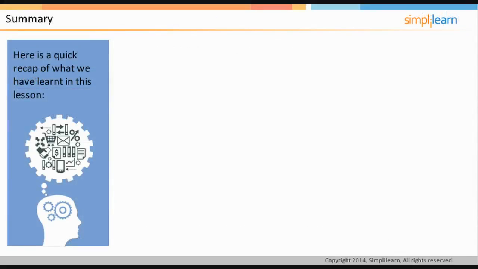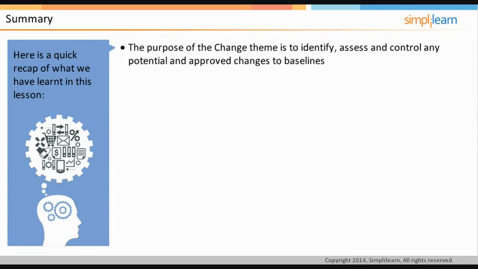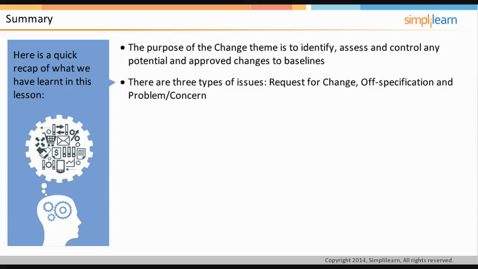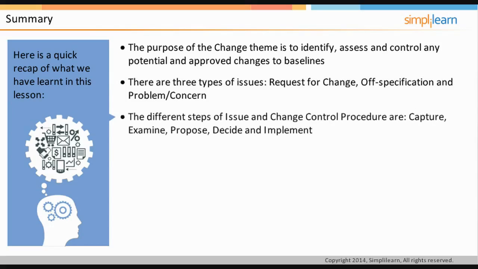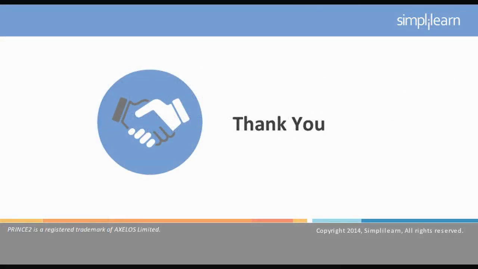Here is a quick recap of what we have learned in this lesson. The purpose of the change theme is to identify, assess, and control any potential and approved changes to baselines. There are three types of issues: request for change, off specification, and problem or concern. The different steps of issue and change control procedure are capture, examine, propose, decide, and implement. In the next lesson, we will discuss the next theme, progress.